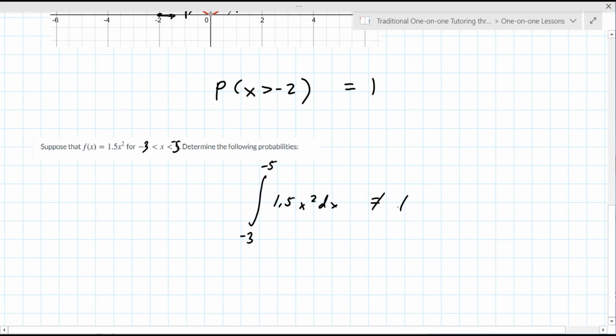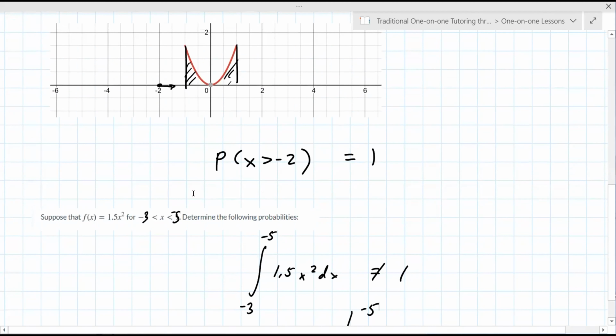Oh, it doesn't, even though it's probably negative. Like, it probably doesn't work, because your antiderivative is this, and you have to evaluate it from -3 to -5. I'm pretty sure it doesn't work. For example, on that one that you drew right above, where you said probability of X is greater than -2 equals 1, how did you know that one right off the bat, that it was equal to 1?